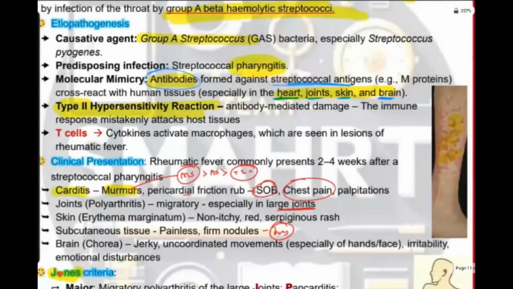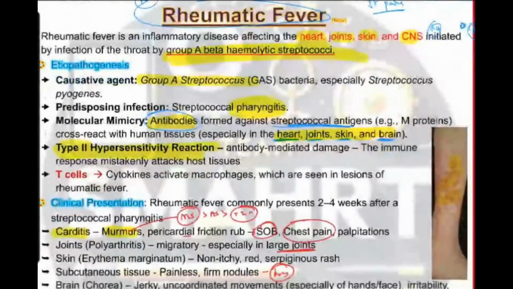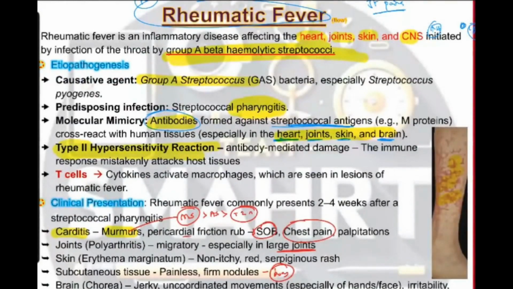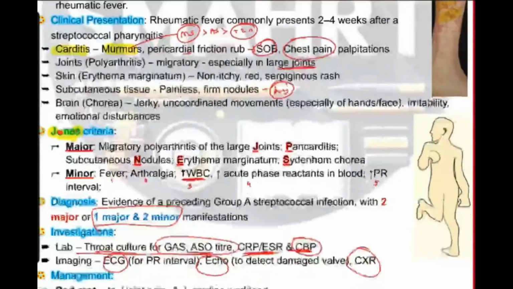Okay, what are we studying? Rheumatic heart disease. Where are we? Okay, etiopathy we studied. GAS was the bacteria; because of molecular mimicry, type 2 hypersensitivity, all these. Jones criteria, those features are there. Major, minor: two major, or one major and two minor.